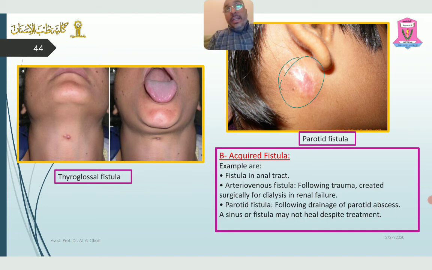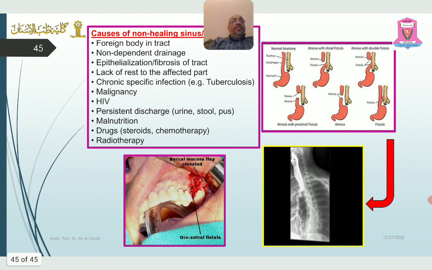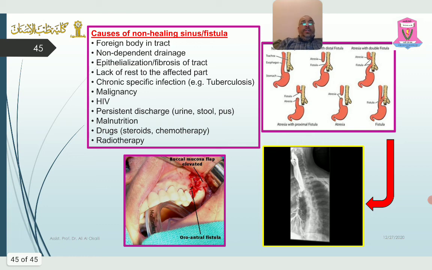Sometimes, for certain reasons, sinuses and fistulas do not heal despite treatment. It remains persistent. Causes of a non-healing sinus or fistula could be a foreign body in the tract, inadequate drainage, an abscess opening that was not good or sufficient, epithelialization of the tract, or fibrosis when it lasts a long time, and lack of rest to the affected part, neglect of the affected part.